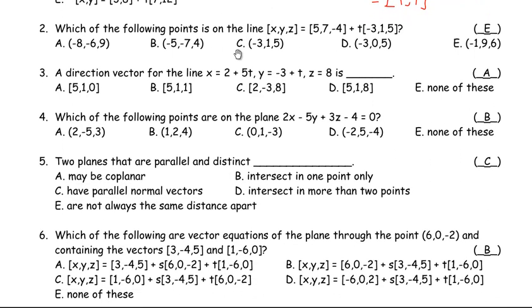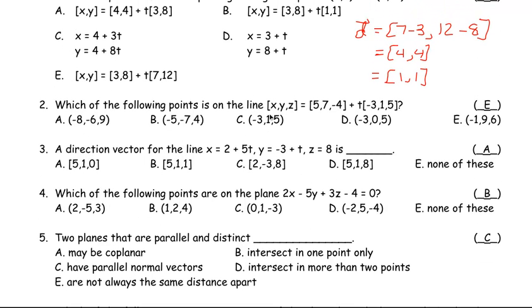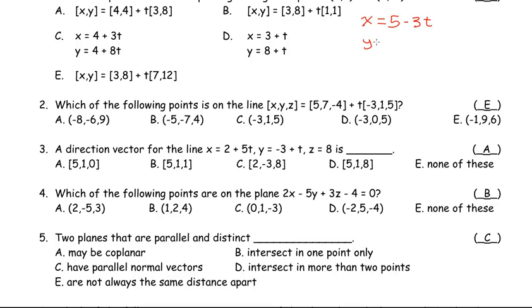Question 2 says: which of the following points is on the line [x, y, z] equals. I'm going to erase this up here. Actually, I'm going to pause for a moment to do that. What I'm going to do is write out the parametric equations for this line. So x equals 5 minus 3t, and y would equal the 7 here plus 1t, or just 7 plus t. And z would equal the z coordinate, -4, plus 5t. I don't know why I put a comma there. It should be a plus. I'll erase that and change it into a plus.